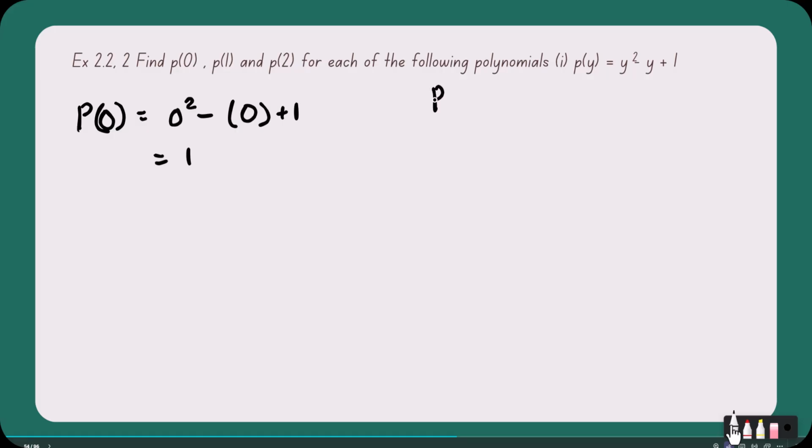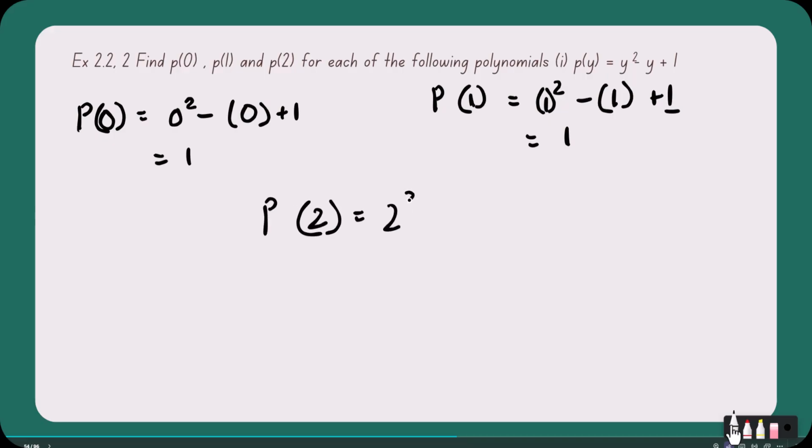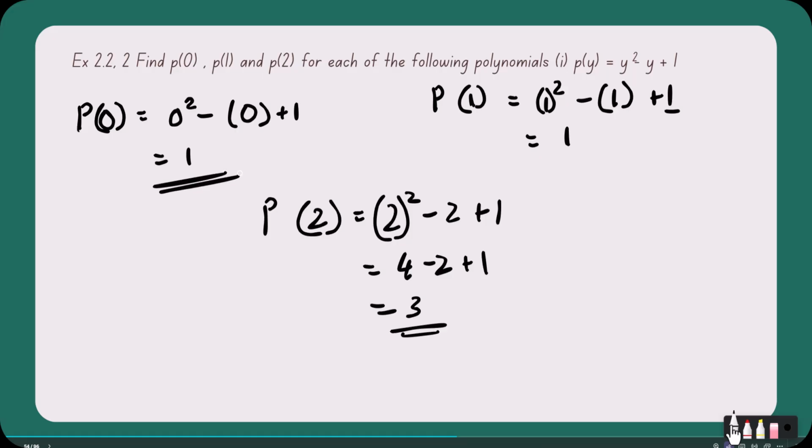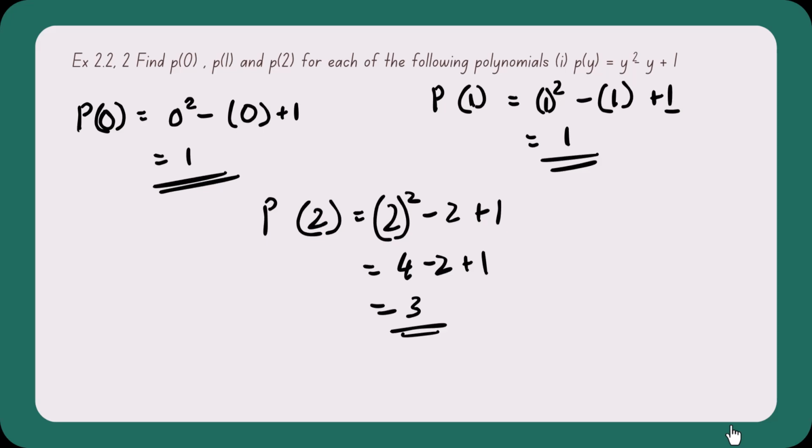What about p of 1? What will be p of 1? P of 1 will be (1) square. So keep the bracket and we have minus (1) plus 1, right? What is p of 1 now? P of 1 is also 1. Because 1 and 1 will cancel, the 1 here is remaining and you get the answer. What is p of 2? P of 2 is also easy, right? 2 square minus 2 plus 1. What is 2 square? 2 square is 4. 4 minus 2 is 2 plus 1 will become 3. So when x is equal to 2, what is the value of the polynomial? It is 3, like that. So we got all the values. Very easy, right? Let's try the next question.